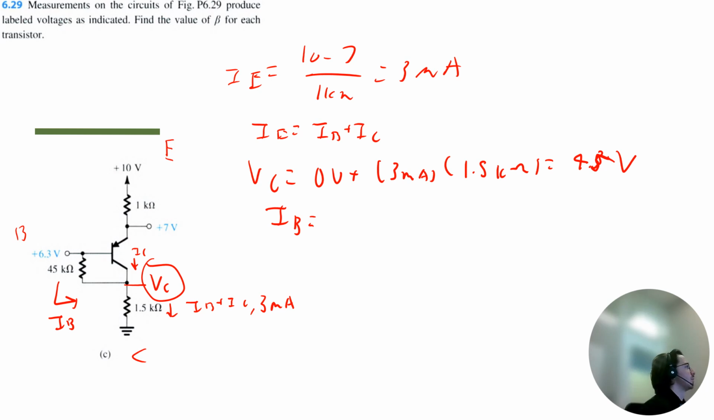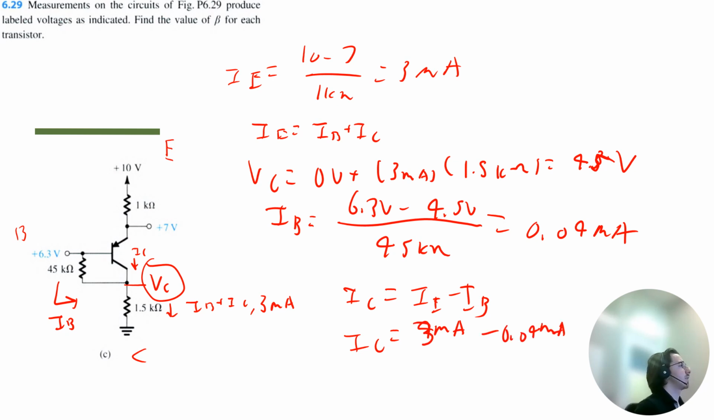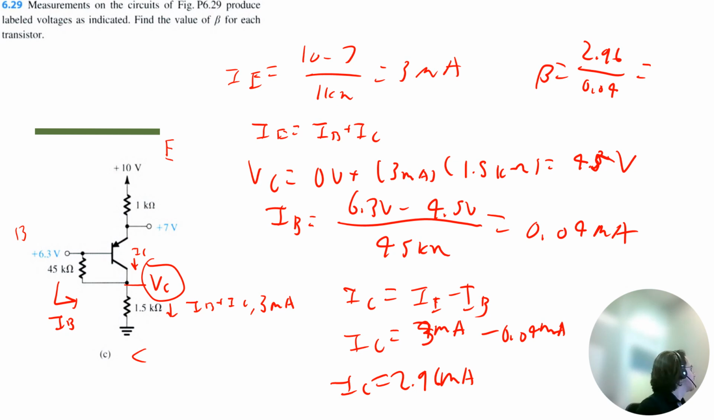That means I can calculate base current to be 6.3 volts minus 4.5 volts divided by 45 kilo ohms, which is equal to 0.04 milliamps. And finally, I can calculate collector current to be IE minus IB. So IC is equal to 3 milliamps minus 0.04 milliamps. So collector current is equal to 2.96 milliamps, and therefore beta is equal to 2.96 divided by 0.04, which is equal to 74. And that solves the problem.